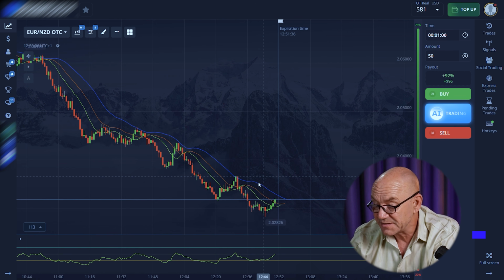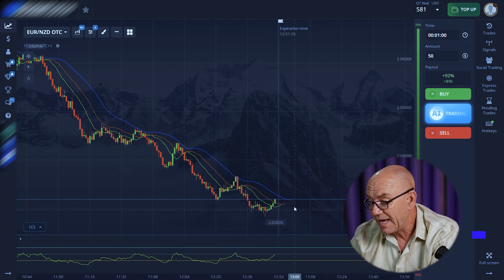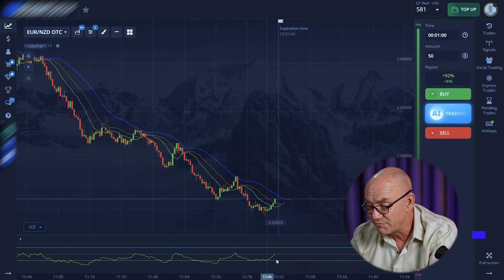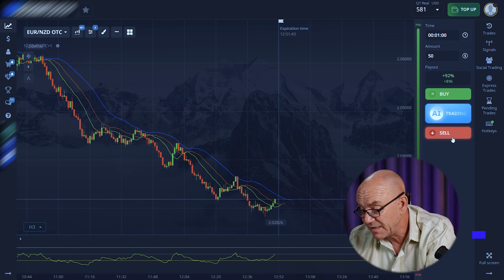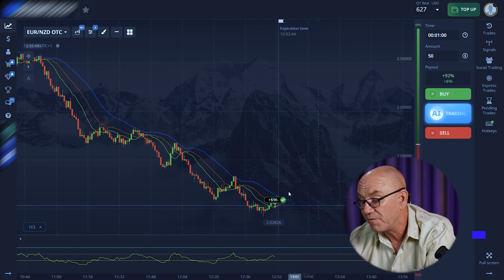We select another asset, the EURNZD. We see that we have lower highs and the price has already repeatedly bounced off the 50 RSI. Accordingly, we enter the trade downwards and take it out of the black.